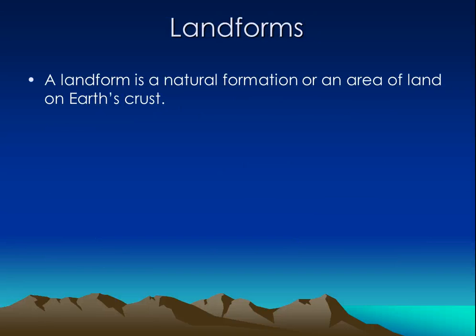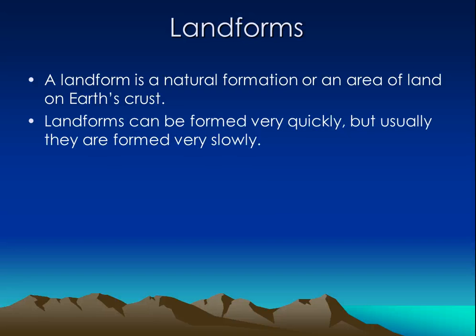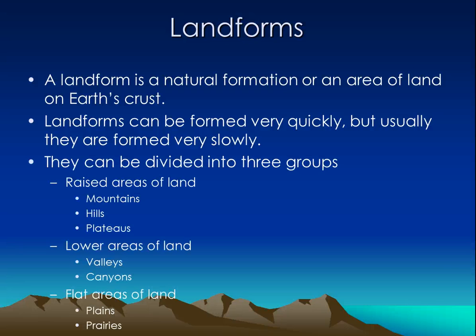Let's talk about some landforms. A landform is a natural formation or an area of land on Earth's crust. Landforms can be formed very quickly, but usually and most often they are formed very slowly over a long period of time. So again, they can't really be formed very quickly. Usually they're going to take a long time to be created.